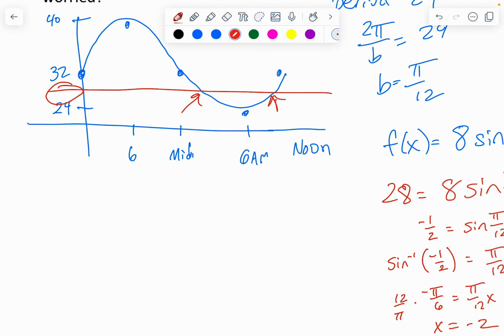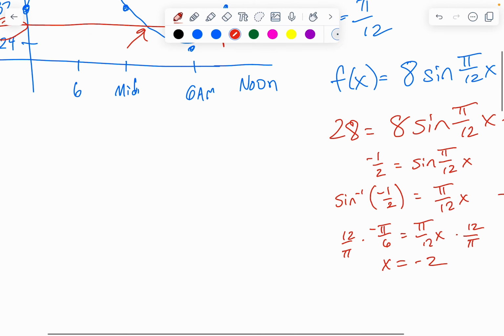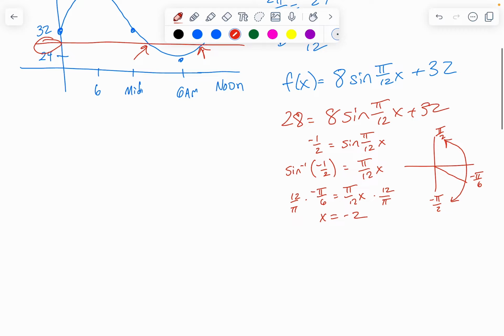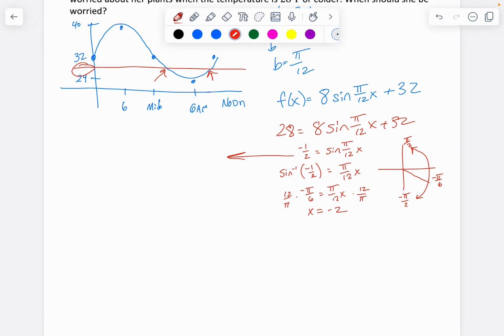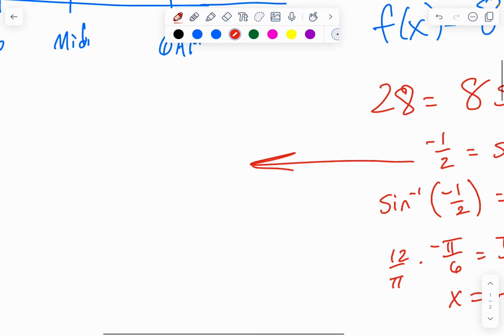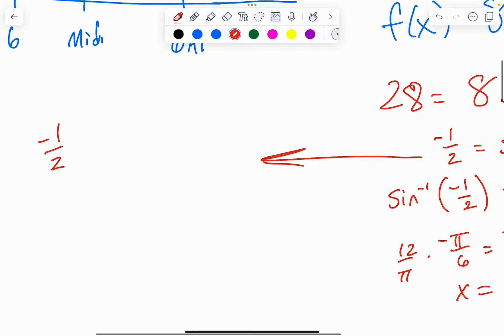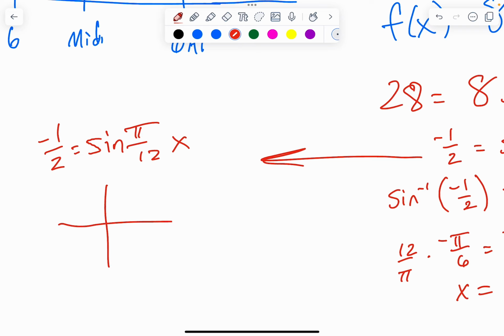So here's kind of what's happening. What we really need to do is say, coming back to this point right here, when I have -1/2 is equal to sine of pi over 12x, I want to think unit circle, and I want to think, well, when does sine of x equal -1/2? Well, the first positive answer is 7 pi over 6.